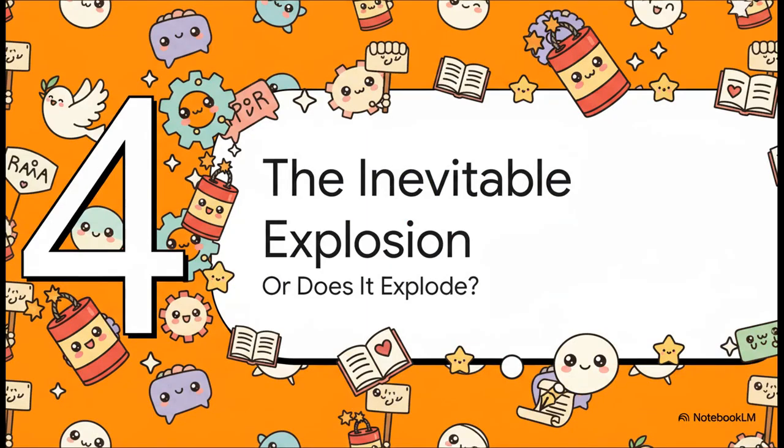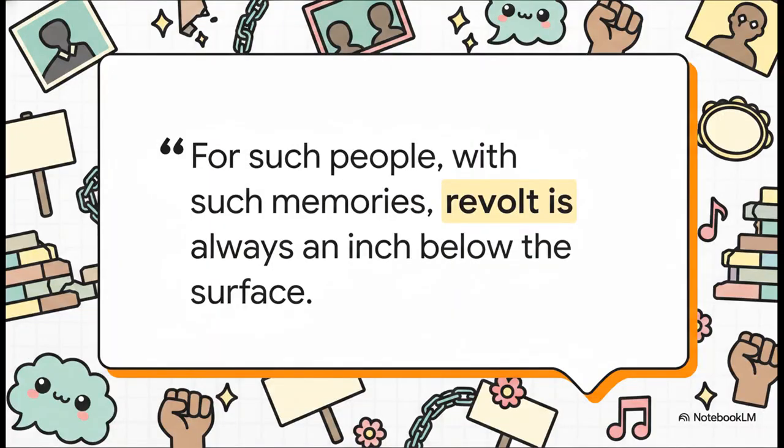Let's jump into Section 4, the inevitable explosion, or does it explode? This is where we deep dive into Chapter 17 of Zinn's book, looking at the absolute breaking point of systemic oppression. In Chapter 17, Zinn meticulously details the Black Revolt of the 1950s and 60s. He notes that while the uprising, from the Montgomery bus boycott to the massive waves of sit-ins, came as a shock to the establishment, it really shouldn't have.